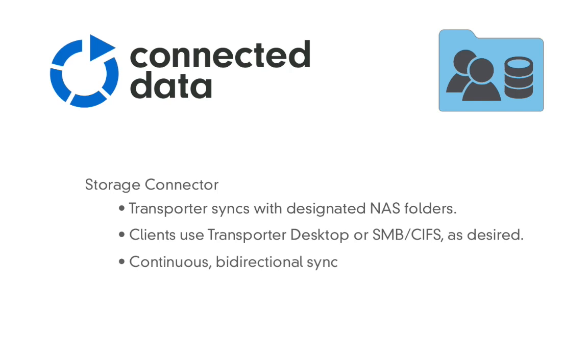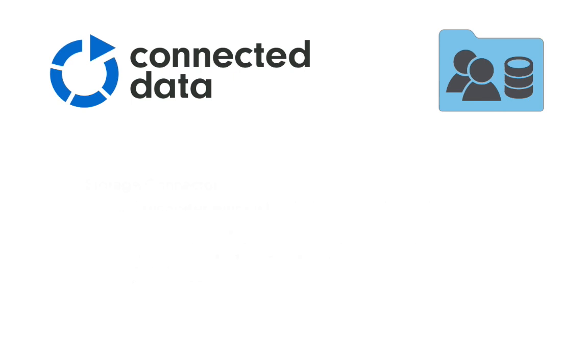More simply put, when you create a storage connector folder, you're creating a one-to-one folder relationship between a folder on your NAS and a folder usually of the same name on the transporter. To your users, this will be basically transparent because they can interact with the folder via either vector and the files will sync in both directions.